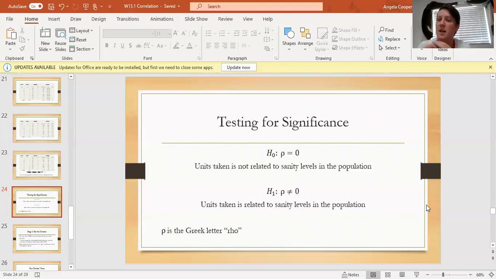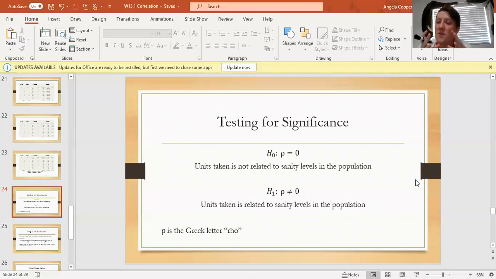So first, our step one is, hey, what is our null and alternative hypothesis? So for Pearson's R, for correlation, we're not using mu. We have another Greek letter because of course we do. It kind of looks like an ever so fancy P, but this is the Greek letter rho. So the null hypothesis is saying that rho is equal to 0. Remember, when Pearson's R is equal to 0, that means there is no relationship. So the null hypothesis states that rho is equal to 0. There is no relationship.